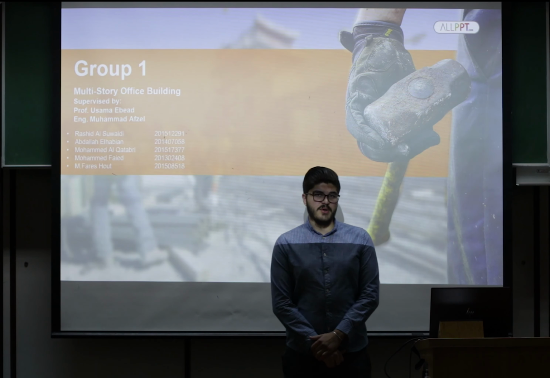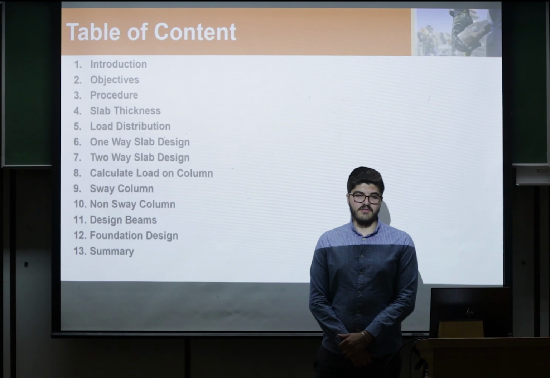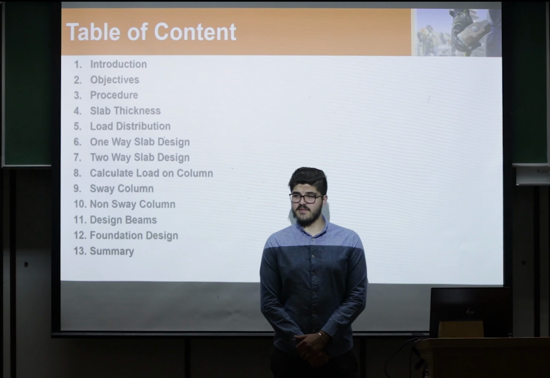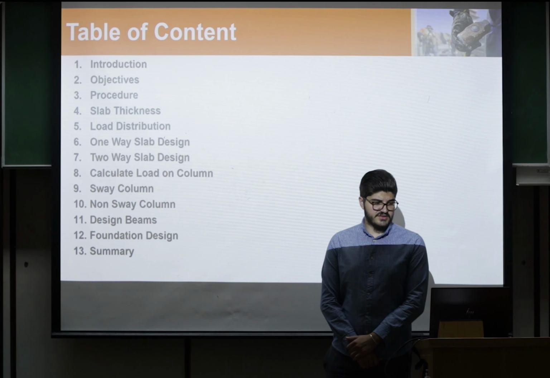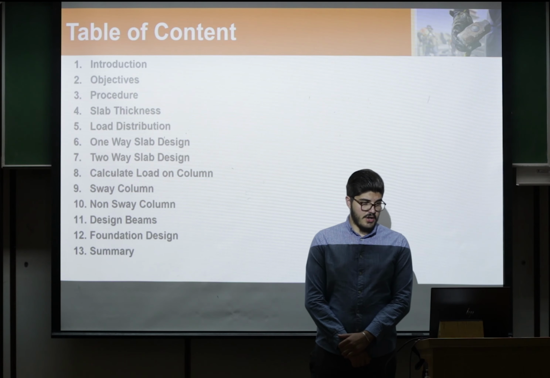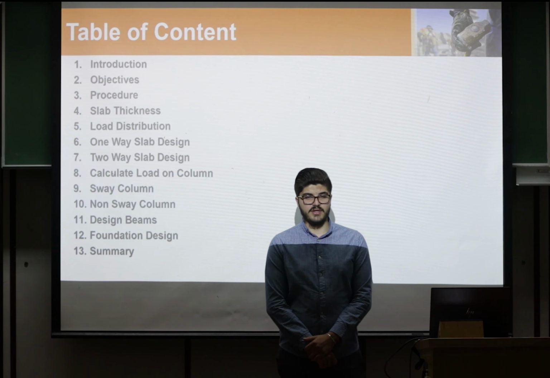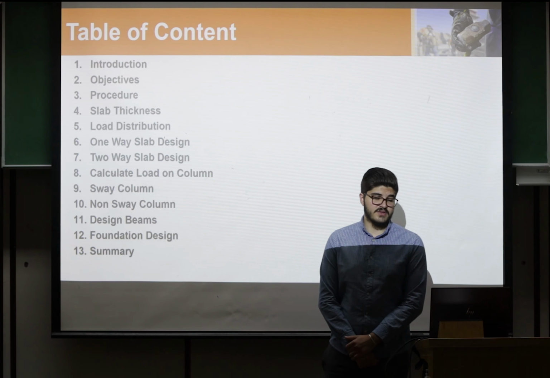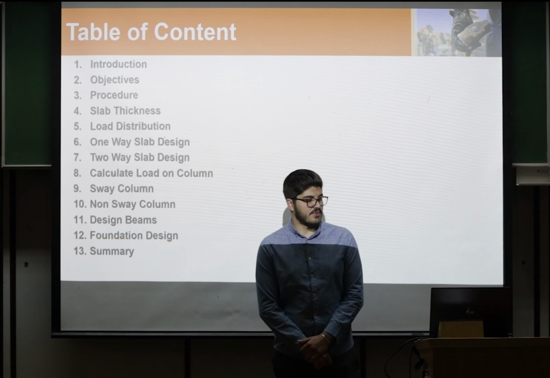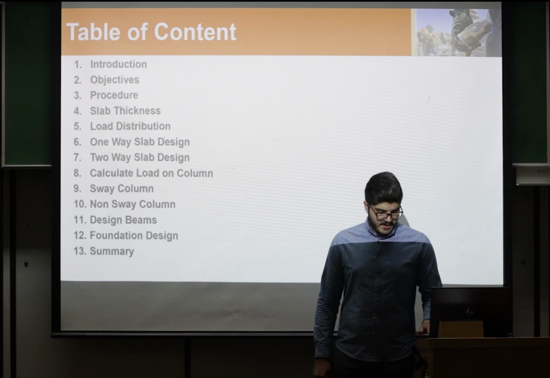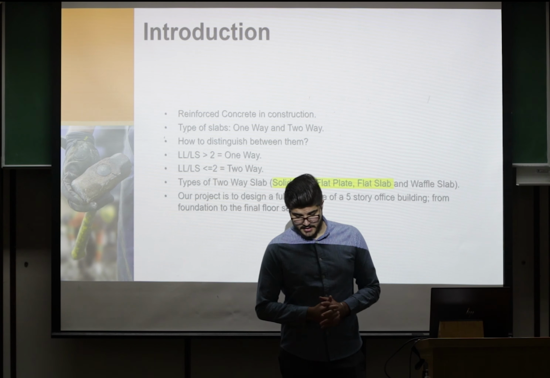Our project is about a multi-story office building. Starting with the table of contents, first of all we have the introduction. Then we have the objectives, the procedure, slab thickness, and load distribution. Also we have one-way and two-way slabs, sway and non-sway columns, design of beams, and foundation design. And then we will have a brief summary of what we will discuss. We will explain each one of them. Let's start with the introduction.